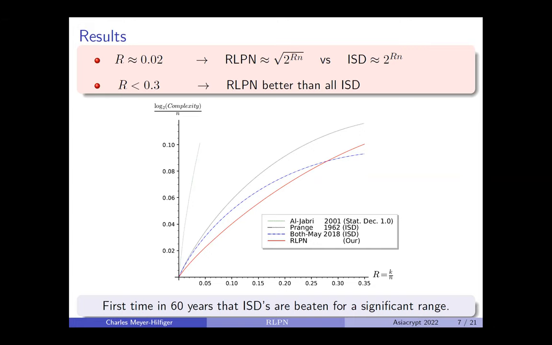And you can also see that for rates close to zero, our algorithm performs in the square root of the naive search, where all of the ISDs perform in the area of the complexity of the naive search. Here, when I'm talking about the complexity of the naive search, it is just enumerating all the code words and trying to look for one that is at distance t of my noisy code word. So it is important to notice that it's been 60 years since the ISDs have not been improved for a significant range of parameters of rate.